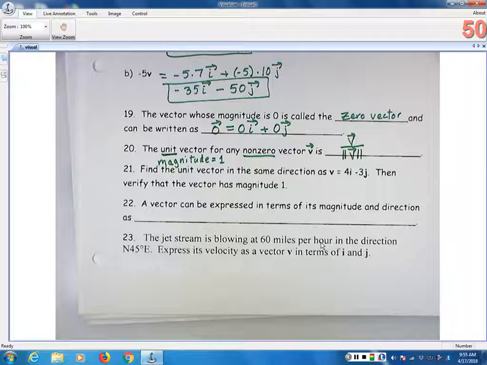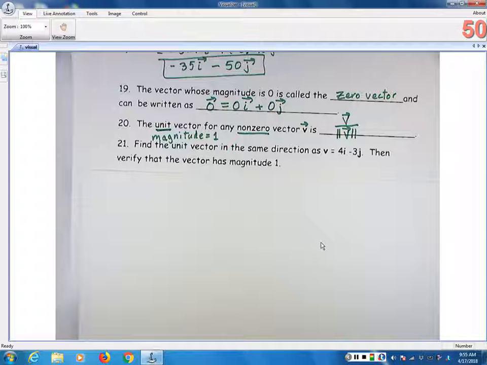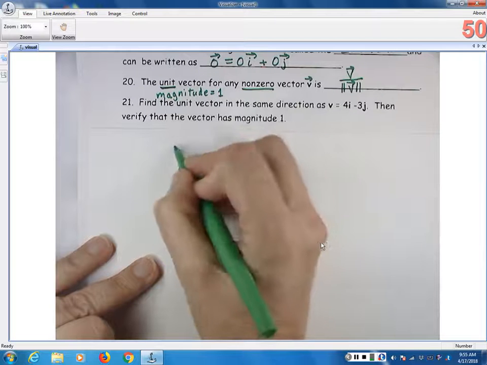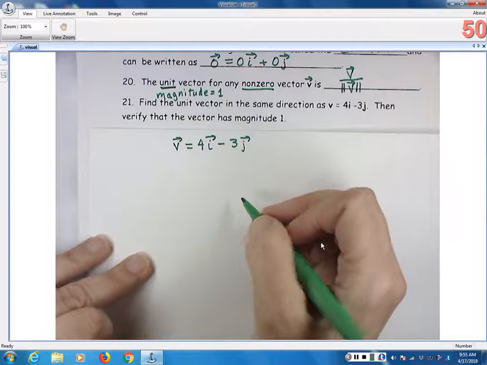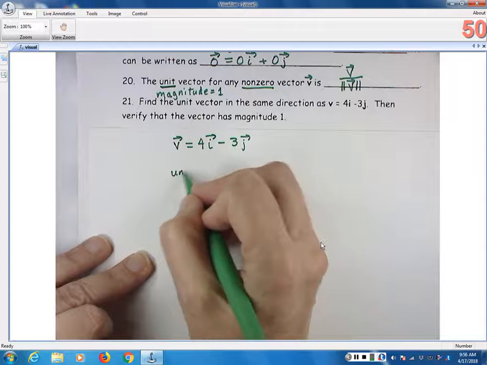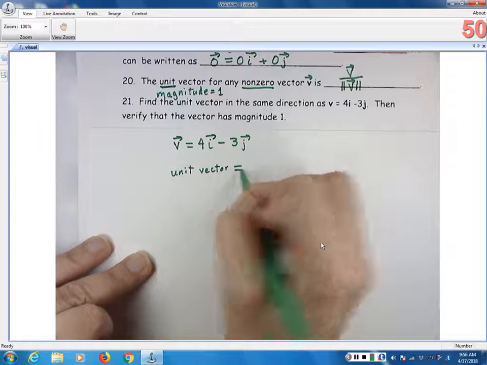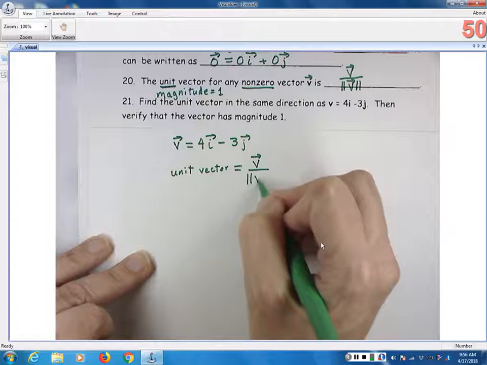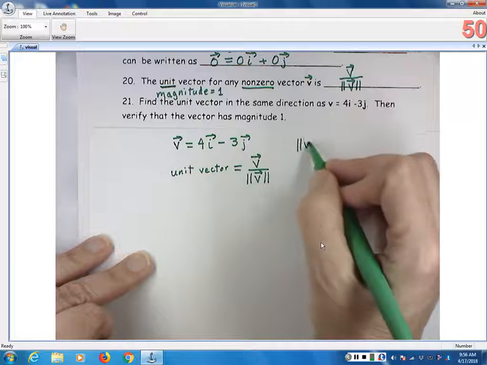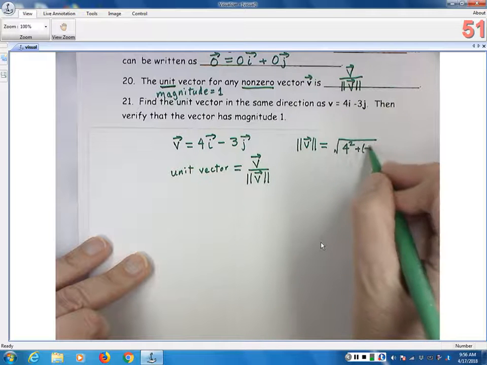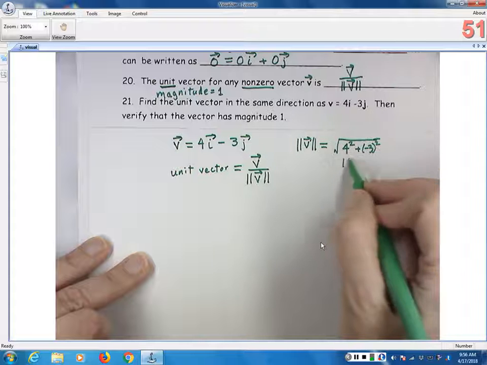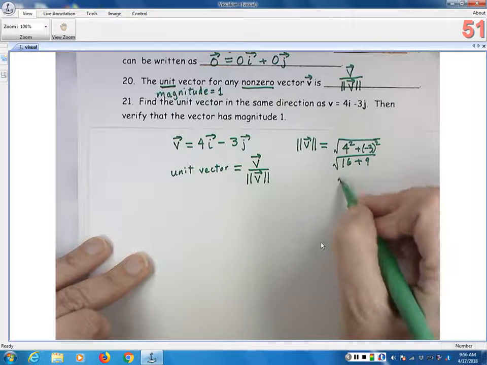So find the unit vector. Find the unit vector in the same direction as v equals 4i minus 3j. The unit vector in the same direction as v is going to be v divided by the magnitude of v. So we're going to find the magnitude of v, which is the square root of 4 squared plus negative 3 squared. That's 16 plus 9. Square root of 25 is 5.